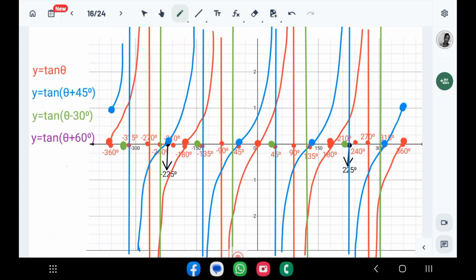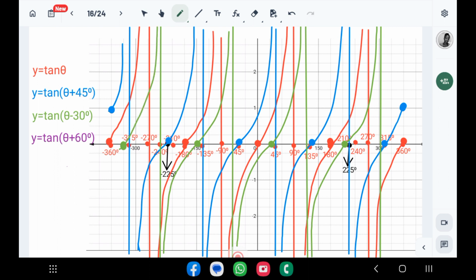Okay, from the intercept to the asymptote. Intercept to asymptote. Intercept to asymptote. Here's another one. Intercept to asymptote. This one will go up. Okay, let's fix that one. It will go up like this.